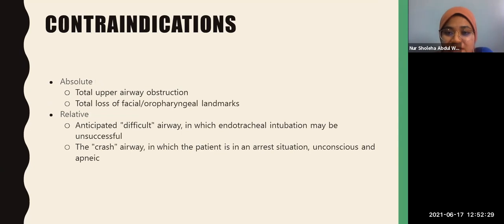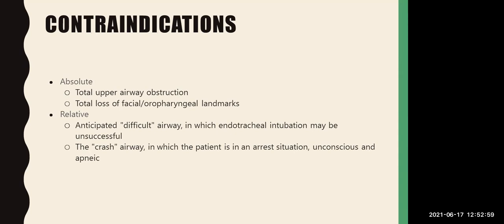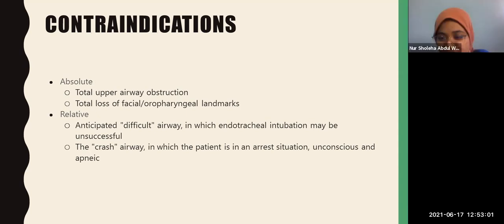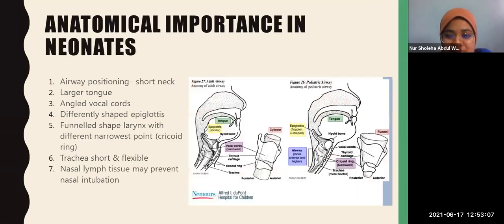Regarding the contraindications, they are divided into two: absolute and relative contraindications. Absolute contraindications for the ET tube are total upper airway obstruction and total loss of facial or oropharyngeal landmarks. The relative contraindications are an anticipated difficult airway in which endotracheal intubation may be unsuccessful, or a crash airway in which the patient is in an arrest situation, unconscious and apneic.